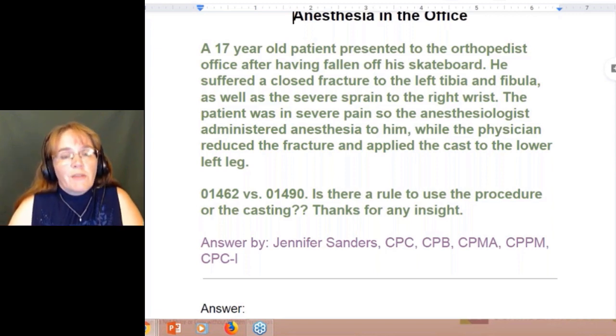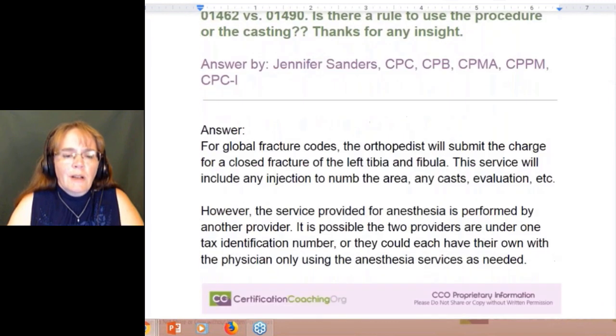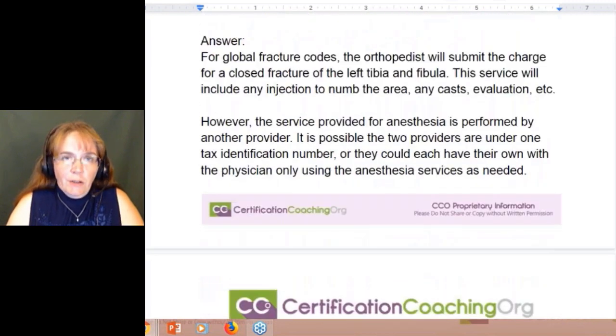So their question was regarding the anesthesia code 01462 versus 01490. Is there a rule for which it is, the procedure or the casting? So I talked a little bit earlier about these global fracture codes, or these surgical codes, with a 90-day global period. The same thing falls for our fracture codes. Now, you didn't perform surgery on them, but that's how your bill is going to come back to the patient, and they're all going to say, I didn't have surgery, I broke my foot. Well, it's kind of all the same thing.